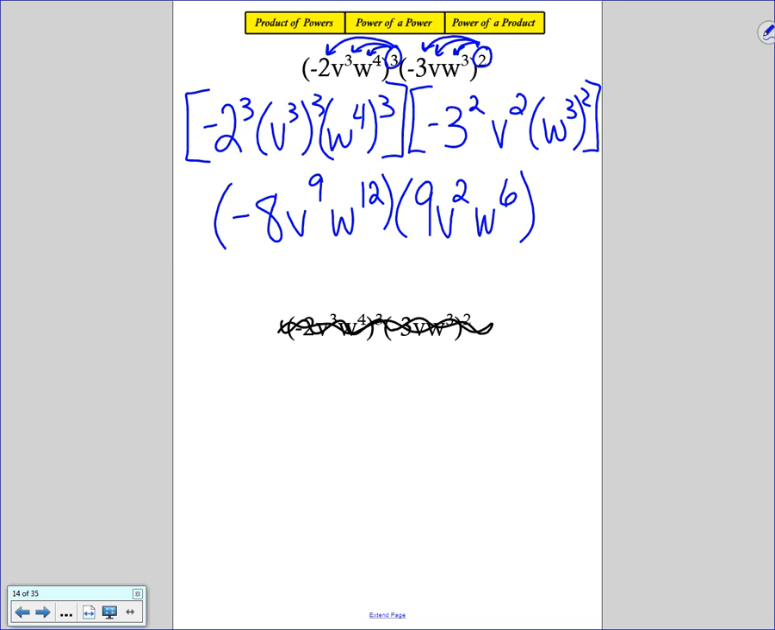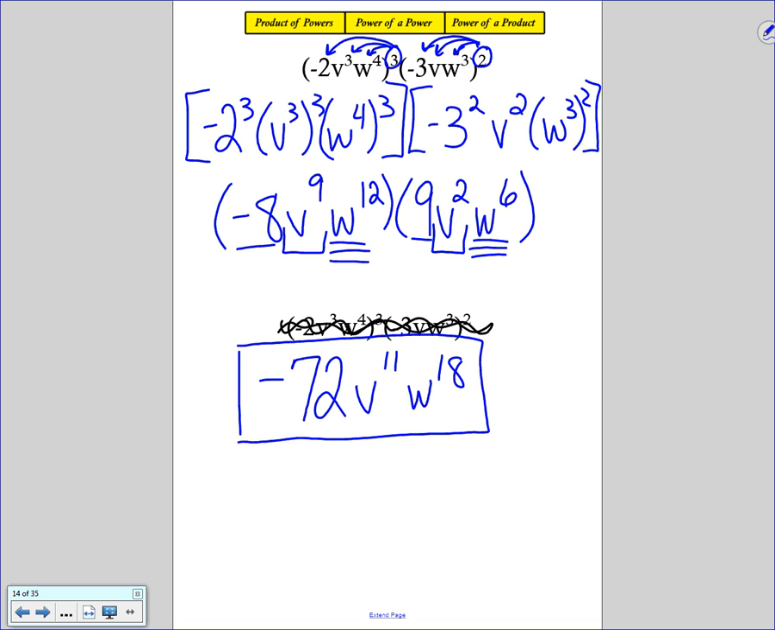And now I can multiply and add exponents. I can do the negative 8 times the 9, the v to the 9th times the v squared, and the w to the 12th and the w to the 6th. So negative 8 times 9 is negative 72. V to the 9th and v squared, add the exponents, that's v to the 11th. And w to the 12th plus w to the 6th is w to the 18th.